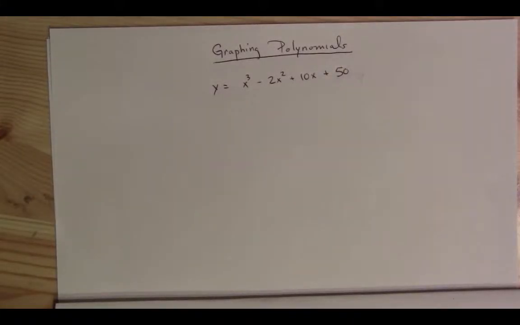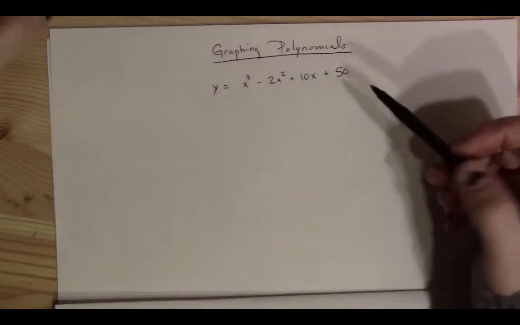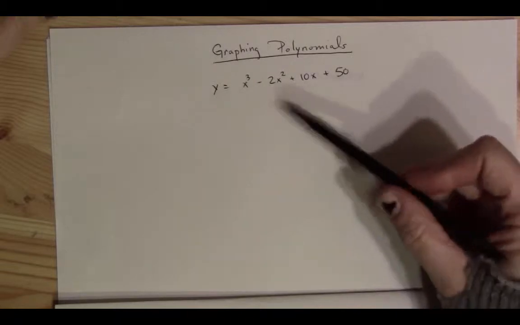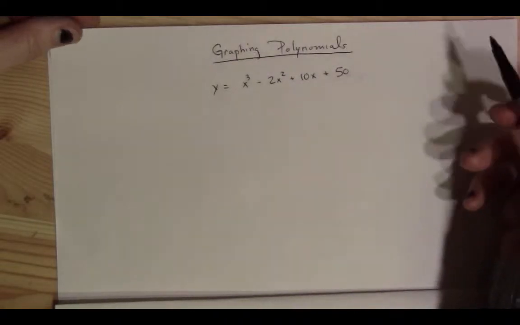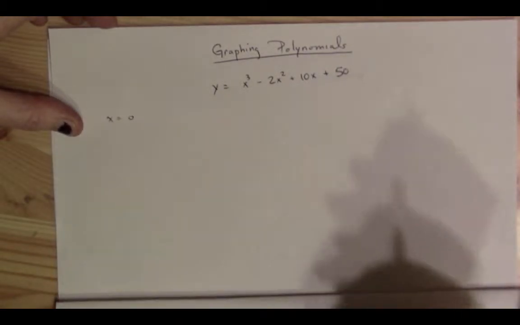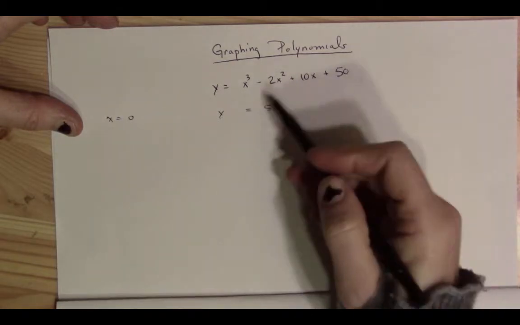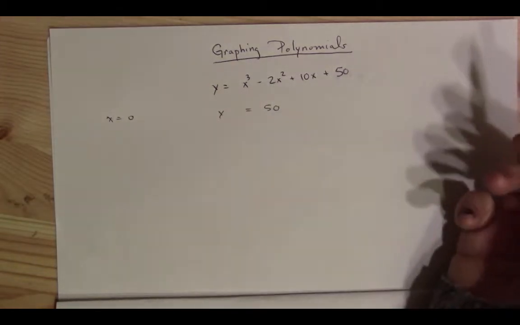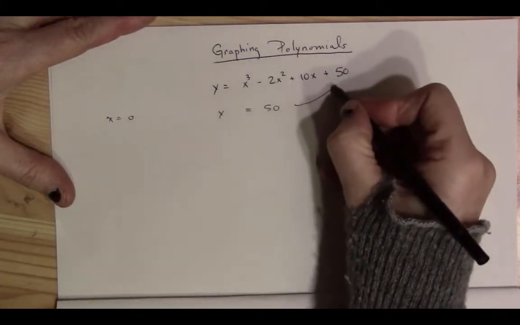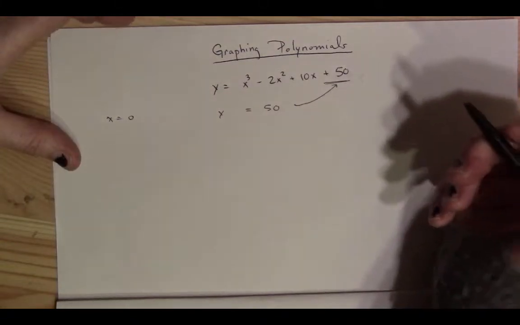Okay, now that we know how to graph a quadratic function, let's expand to graphing things of higher order, so just polynomials in general. The first thing we can notice here is that if x equals 0, the only term that will count will be the end term. So y will be equal to 50, because the other terms become 0, and we'll be left with y equals 50. So it's really easy to find the y-intercept of a polynomial.